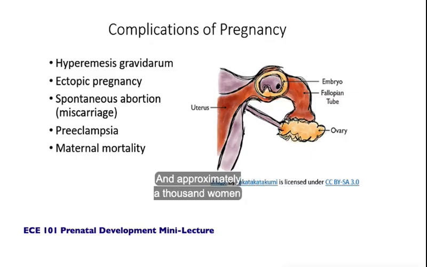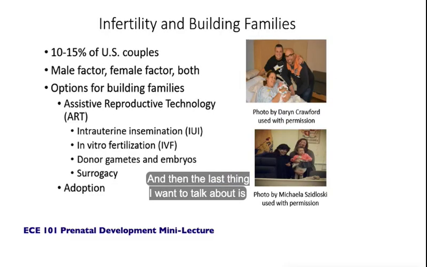And then the worst outcome, obviously, of pregnancy would be maternal mortality, or the mother dying. Approximately 1,000 women around the world die each day. And the rates are higher in sub-Saharan Africa and South Asia. But thankfully, there's been a decrease in rates worldwide. And then the last thing I want to talk about is when there are fertility issues that cause prenatal development to need a little bit of help to happen.